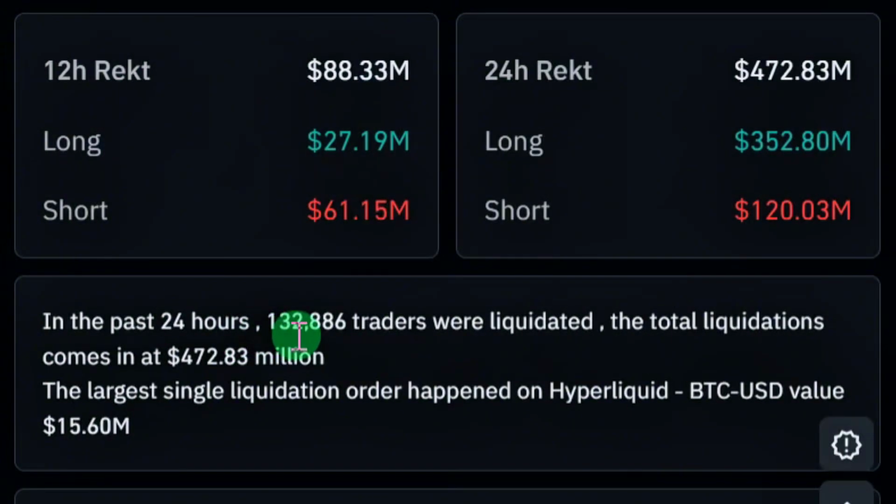Over 132,000 traders have been liquidated so far, and the total liquidation comes in at over $472 million, which you can see right here. The largest single liquidation order happened on Hyperliquid, on BTC/USD, valued at over $50 million. Now the highest liquidation amount comes from the long positions, which is over $352 million, while that of short positions is over $120 million. Sellers are in control of the market right now as we speak.